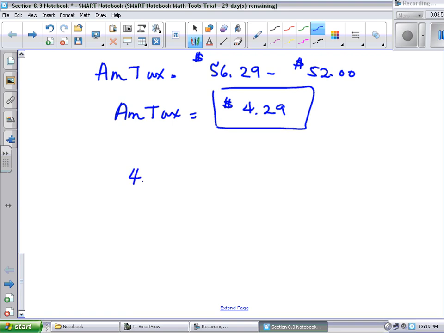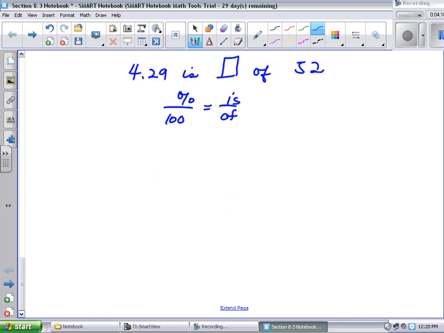So we want to set this up in the form of an equation. We know that $4.29 is what percent of the $52. We pay the tax on the amount of the purchase. So if we set this up as a proportion, we'll have percent over 100 equals the is over the of. The percent is what we're looking for. That's X over 100. The is the $4.29, and the of is 52.